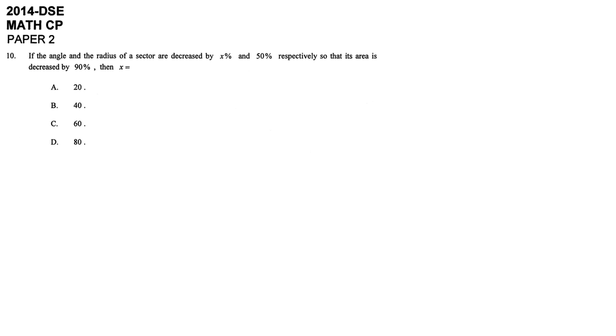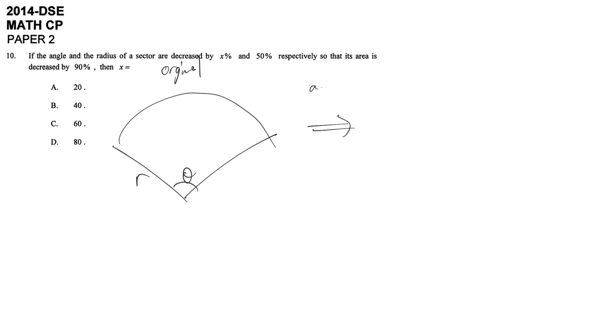So we draw properly first to understand what is being asked in this question. First, there is a sector with radius r and angle theta. The original values do not affect the result, and this is the original one. And then they tell you that after some change, it becomes a smaller sector. The radius is shortened, becoming 0.5 times the original radius because they say 50% decrease, and the angle also becomes smaller.